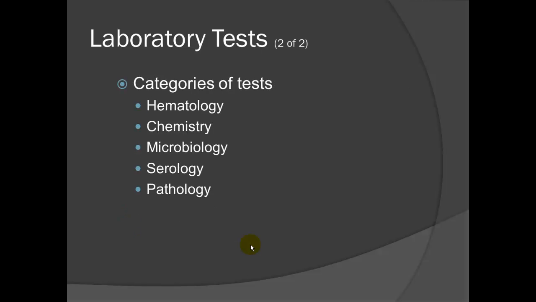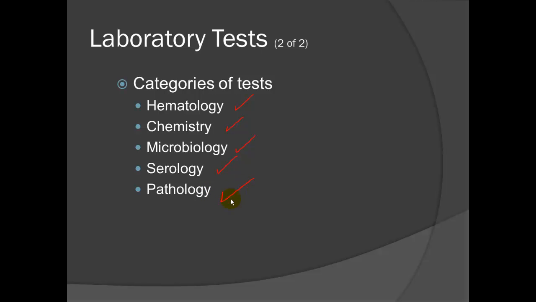Categories of tests. We are going to talk about these. Hematology, which is essentially blood and the blood components. Chemistries, which are all of the electrolytes or central electrolytes of the body. We'll talk about a Chem 7. Microbiology, we're going to talk about staining in this and various types of bacteria. Serology, this is going to be blood typing and so on, and then general overall pathology tests.